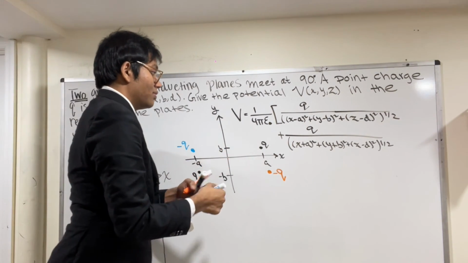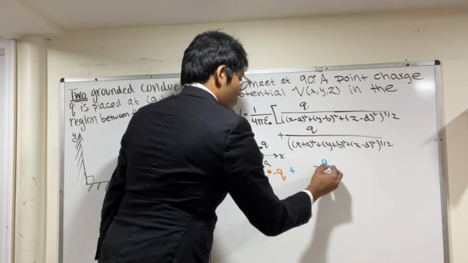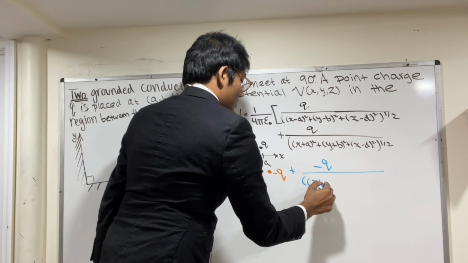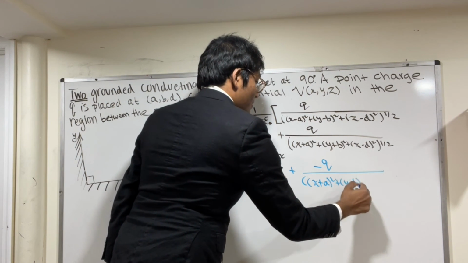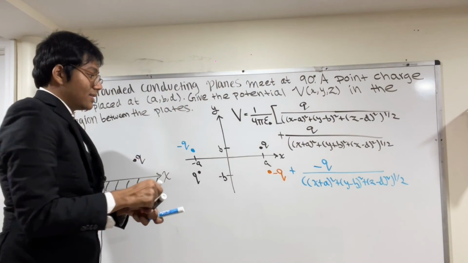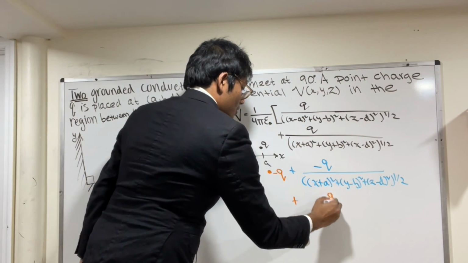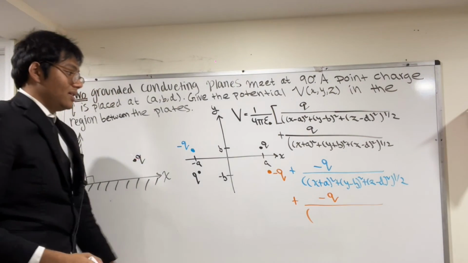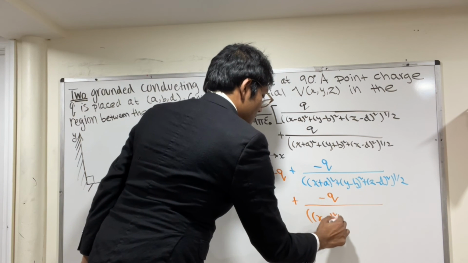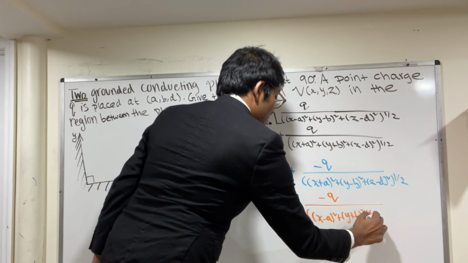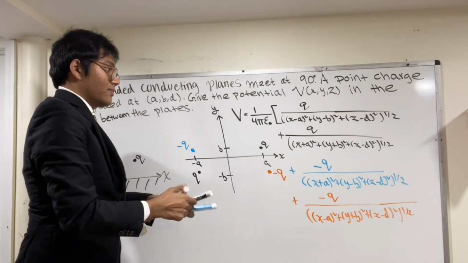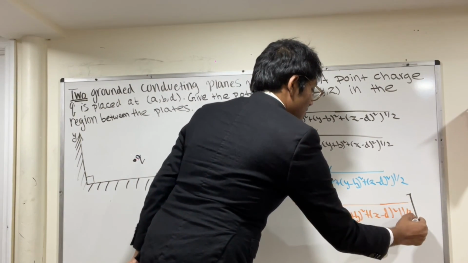And now for the blue charge, which is minus Q, x is going to be plus, but y stays minus. So x plus a squared plus y minus b squared plus z minus d squared, all to the 1/2 power. And finally, the electrostatic potential for the minus Q charge in the fourth quadrant is going to be, this time, x will stay negative, y will become positive. So that you have x minus a squared, y plus b squared, plus z minus d squared, all to the 1/2 power, because we're finding electrostatic potential, which has 1/2 instead of 3/2, unlike the electric fields.